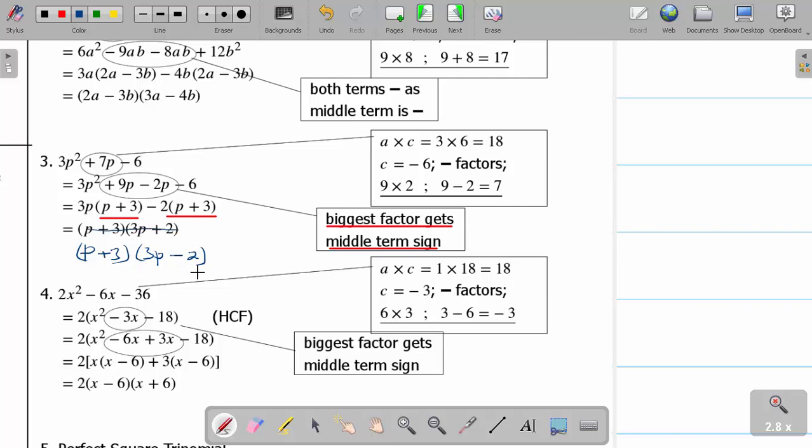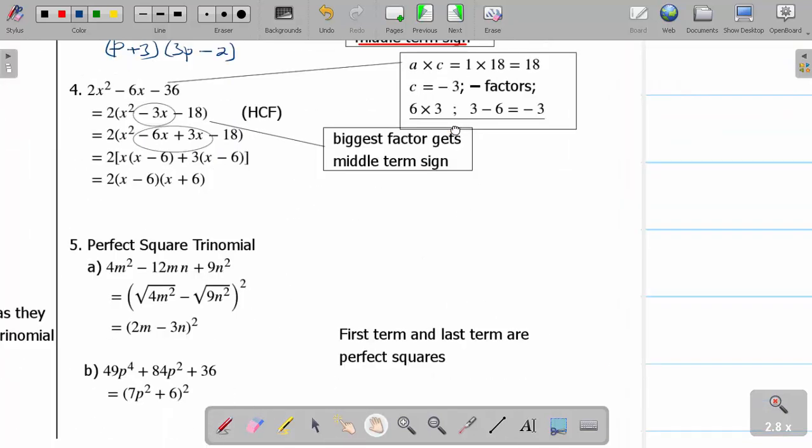Then lastly, another example which we have is to do with 2x squared minus 6x minus 36. Now this time, if you check here, there is a 2 everywhere. You can factor it out. Then we're left with x squared minus 3x minus 18. So now, because the coefficient here is 1, and this negative 18, we're going to get two factors that multiply to give us 18, but when you add, get negative 3.